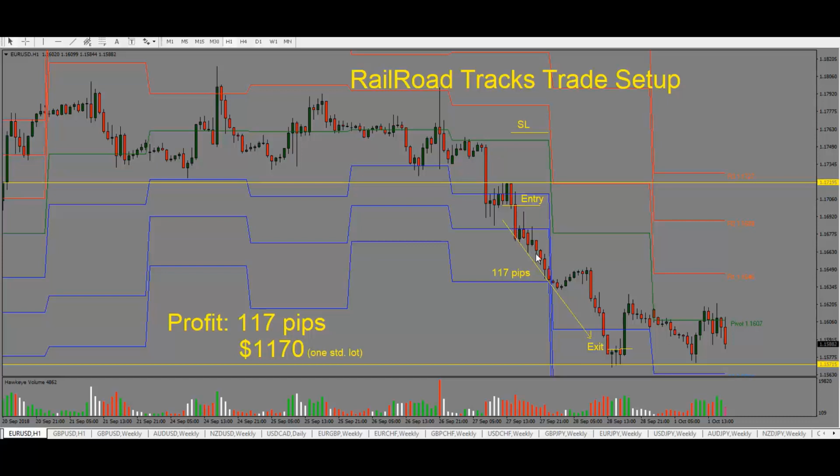And then we stay with the trade as long as price is dropping. Once we get into our next support level here, we have two bullish pin bars, so that's a good point for us to exit the trade. From entry to exit here, we get 117 pips in our trade. So our profit is 117 pips, or $1,170 if trading one standard lot.